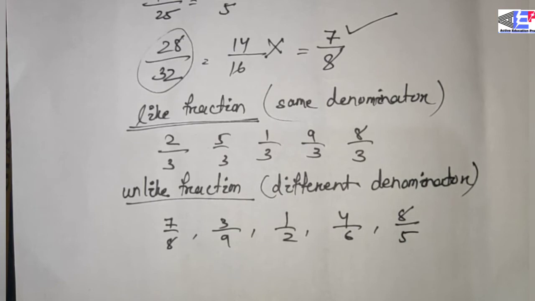If you take like fractions, it is easy to plot them on a number line and compare which is greater and which is smaller. But in the case of unlike fractions, it is difficult to compare which is greater and which is smaller. So this is like fractions and unlike fractions.